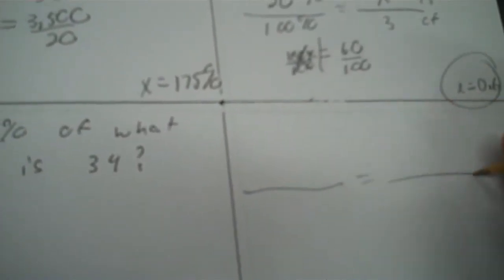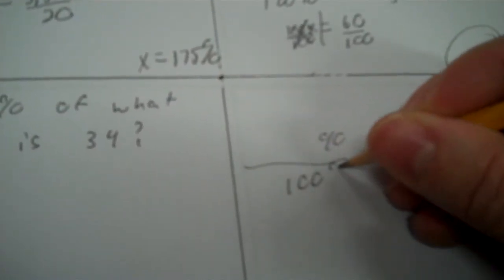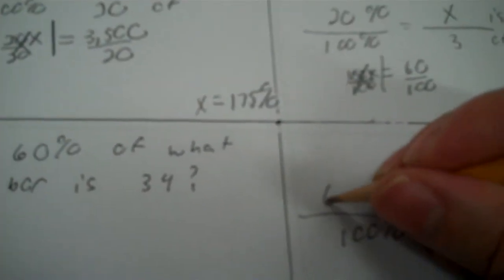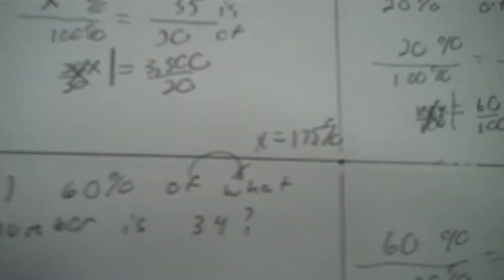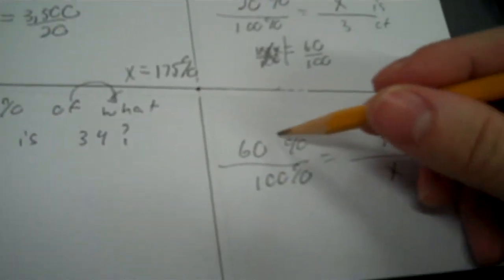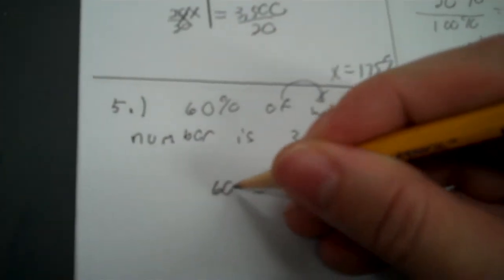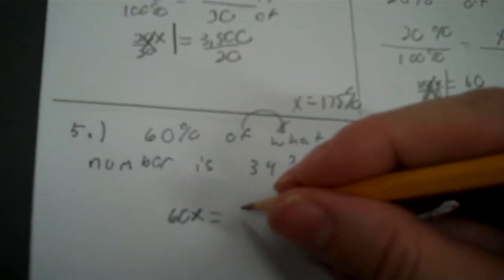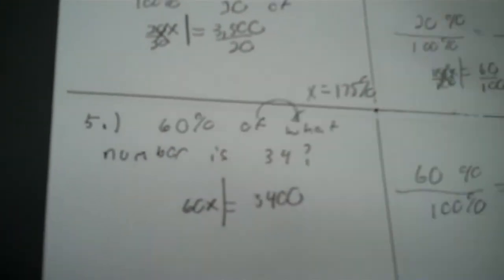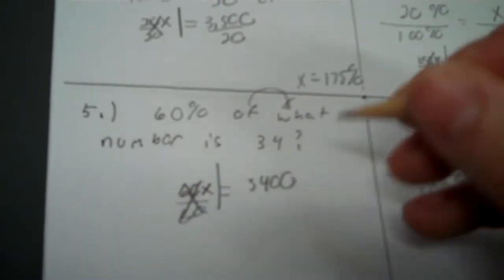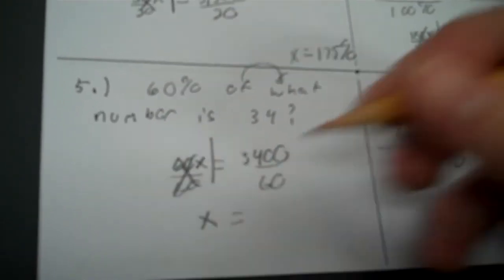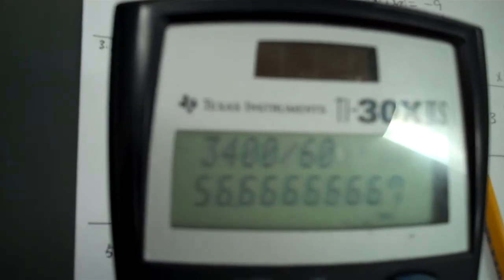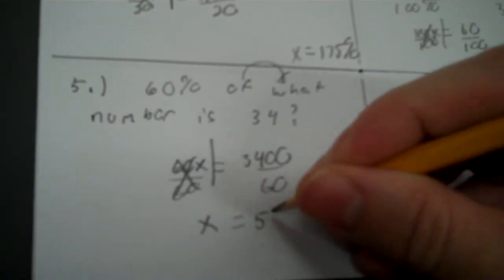60% of what number is 34? Okay, so my percent is 60. Got that. After of, it says the word what, so there's my x, and then 34. Okay, so 60 times x is written as 60x, and then 100 times 34 is 3,400. Now the only thing, again, you just need to divide by 60 now. So 3,400 divided by 60 gives me 56.6 repeating. Just go 57.